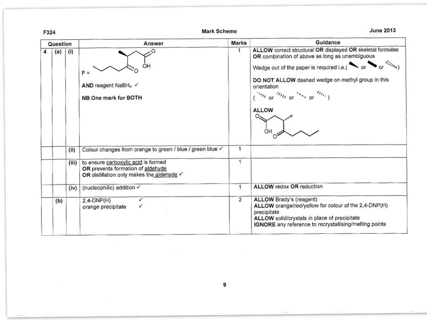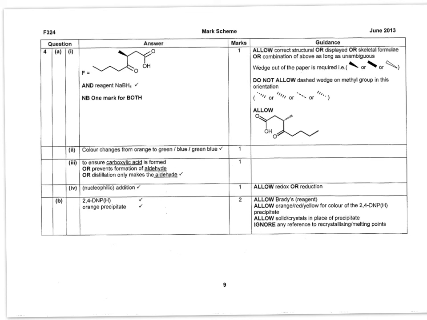Nucleophilic addition is ideally, like I said, what they'd want you to put. They allow you to do redox or reduction, but the slight problem here is they might not allow it every single year. It might be just a bit of generosity in this particular year. So don't rely too much on that same level of generosity and leniency in other questions.